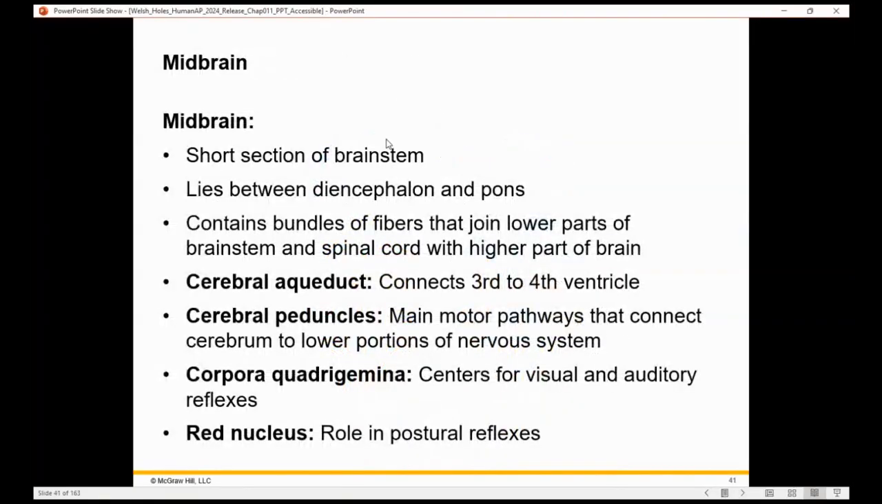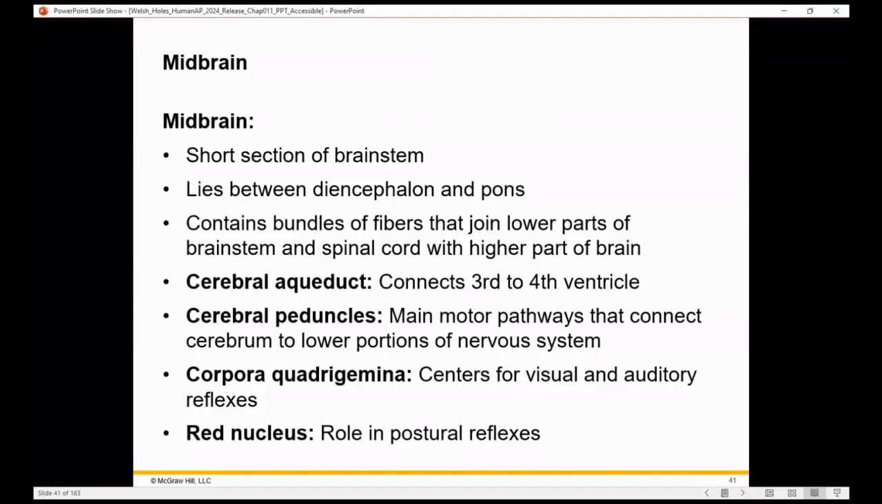The midbrain. This is a short section of the brainstem and lies between the diencephalon and the pons. It contains bundles of fibers that join the lower parts of the brainstem and spinal cord with the higher part of the brain. The cerebral aqueduct connects the third to the fourth ventricle.